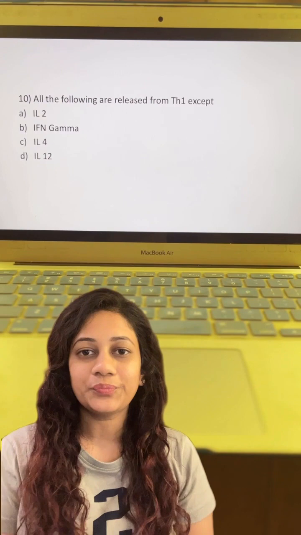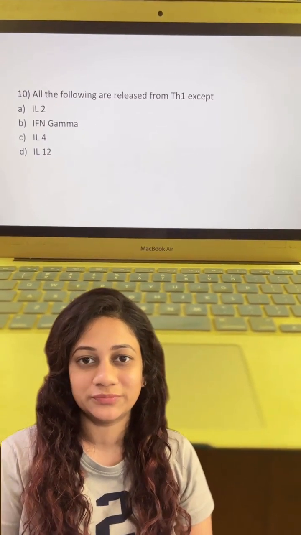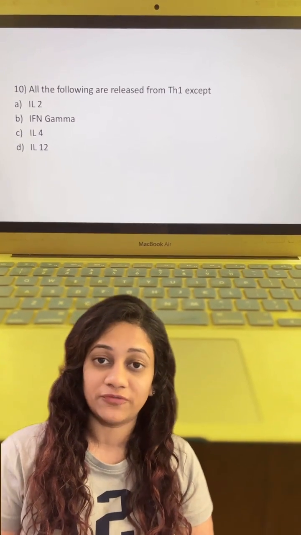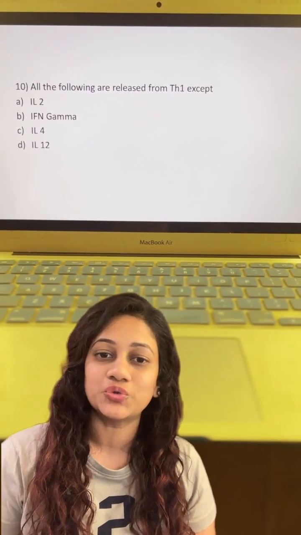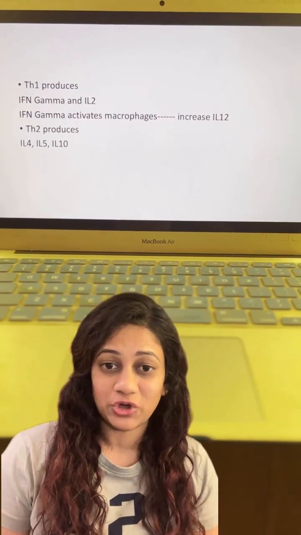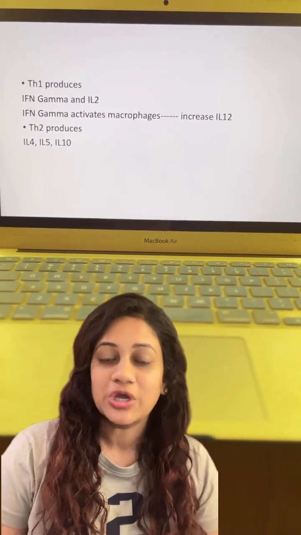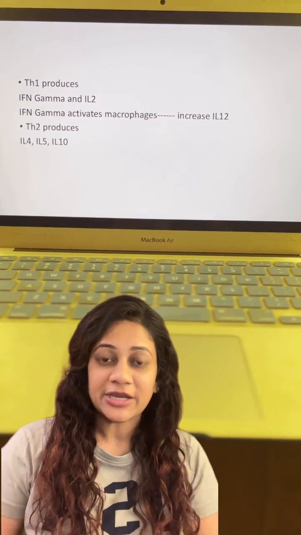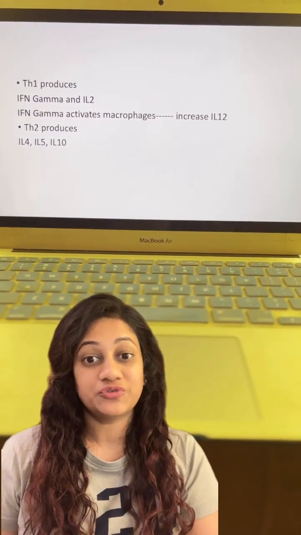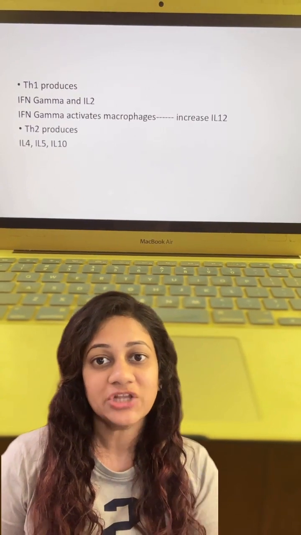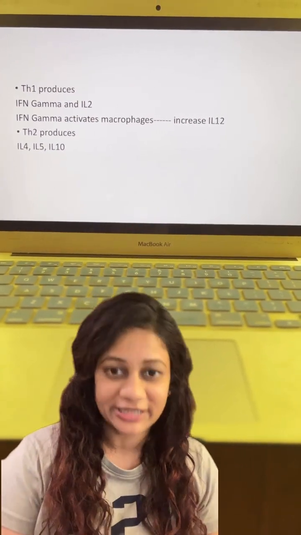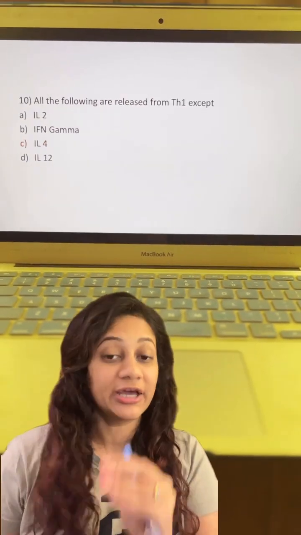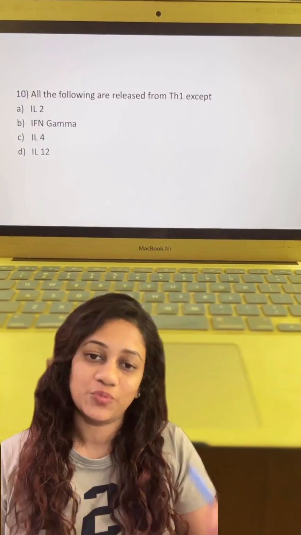organs. Now the next MCQ is from immunology. All of the following are released from Th1 except interleukin 2, interferon gamma, interleukin 4, interleukin 12. Now if you know the basics of immunology, this is a very simple MCQ. Let me put it this way. Th1 produces interferon gamma and interleukin 2. Interferon gamma activates macrophages which increases interleukin 12, and Th2 produces interleukin 4, 5 and 10. So in that way, interleukin 4 becomes the correct answer, as it is associated with Th2.